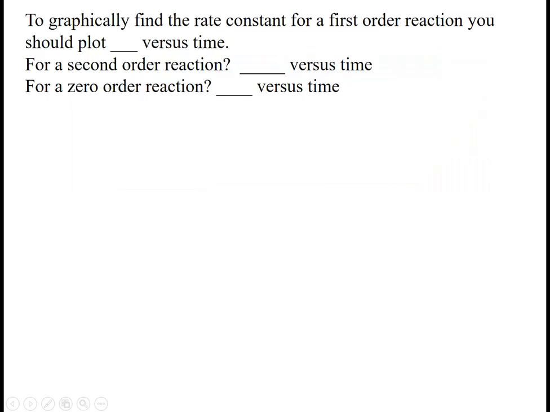So that leads me to the question: to find the rate constant for a first order reaction, I should plot what? For first order, it's going to be the natural log of the concentration. For second order, it's going to be 1 divided by the concentration. And for zero order, it's just going to be the concentration.